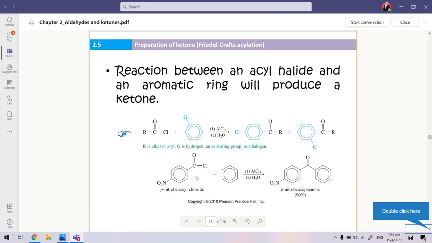Okay, please take a look at this example. Okay, we have this structure, and we call it para-nitrobenzoyl chloride. Okay, so this part will be attached to a benzene ring to produce para-nitrobenzophenone. Okay.